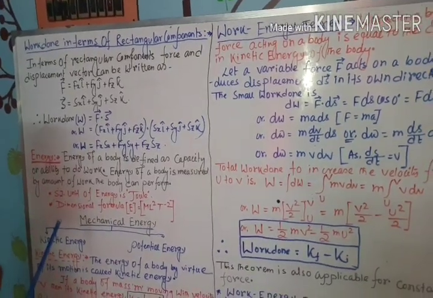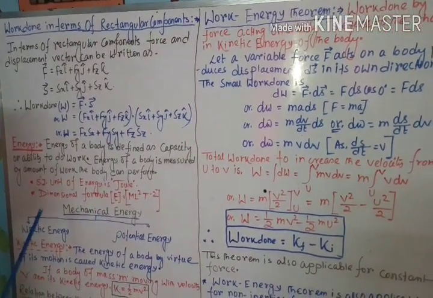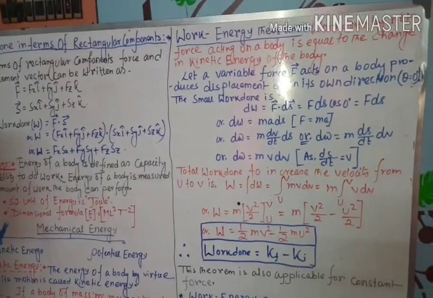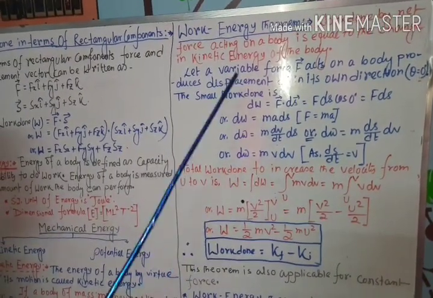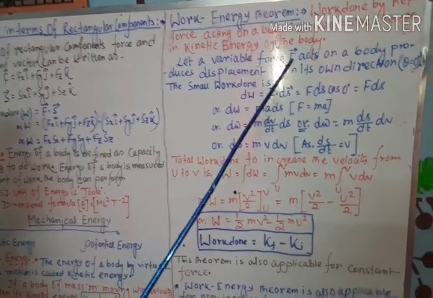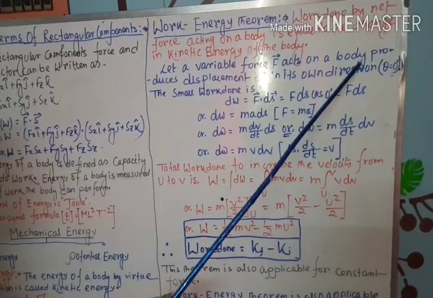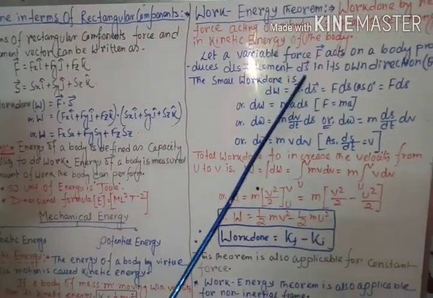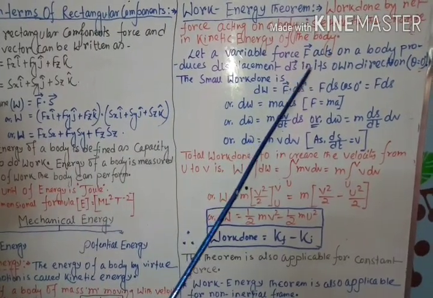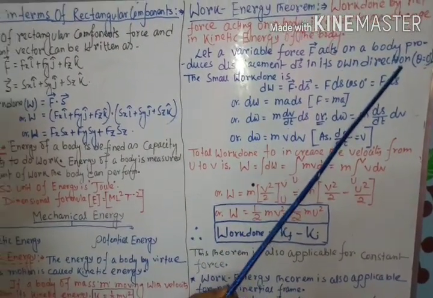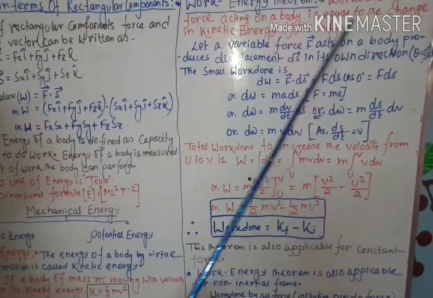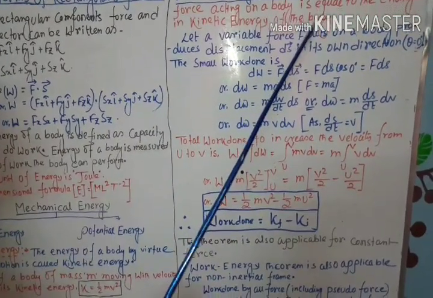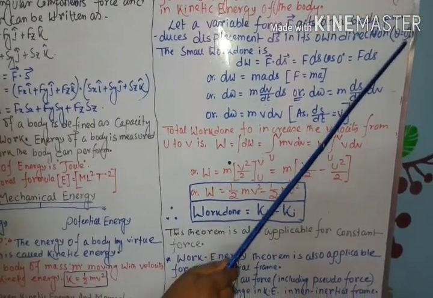Now you have to prove this theorem. This is very important for your exam. Now to prove, we consider a variable force F acting on a body and producing displacement ds. ds is the small displacement in its own direction. So the directions of displacement and force are the same, therefore the angle between them is 0 degree.